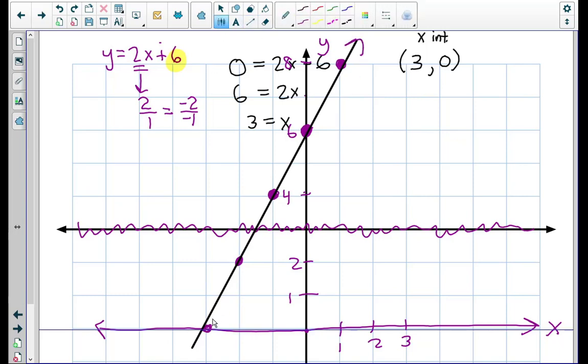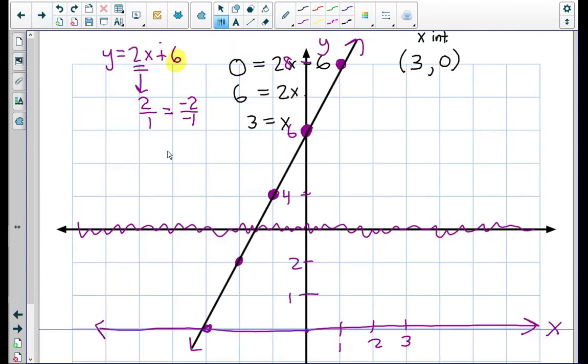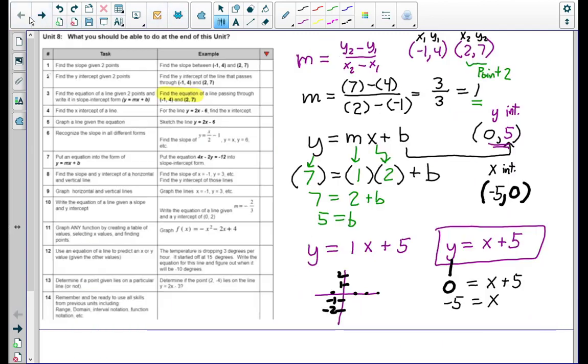You always want to put arrows for a line because lines go on forever unless somebody specifies differently. And there we go. We did skill number 5, which was graph a line given the equation. It's not a great example because, oh, it's -6. Oops. So just a quick correction, guys, here.